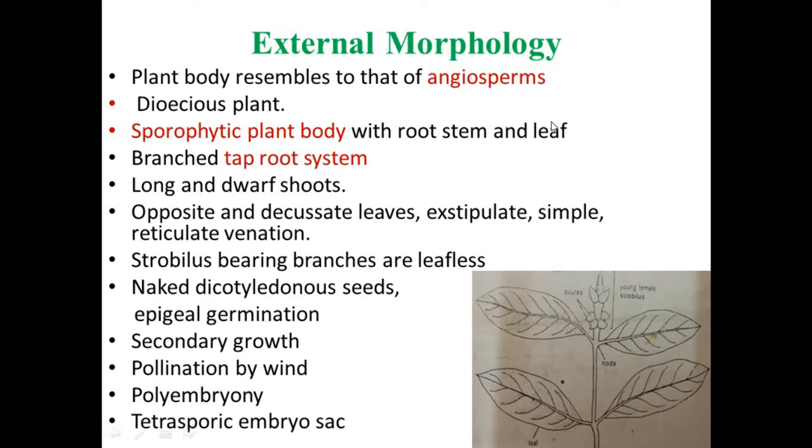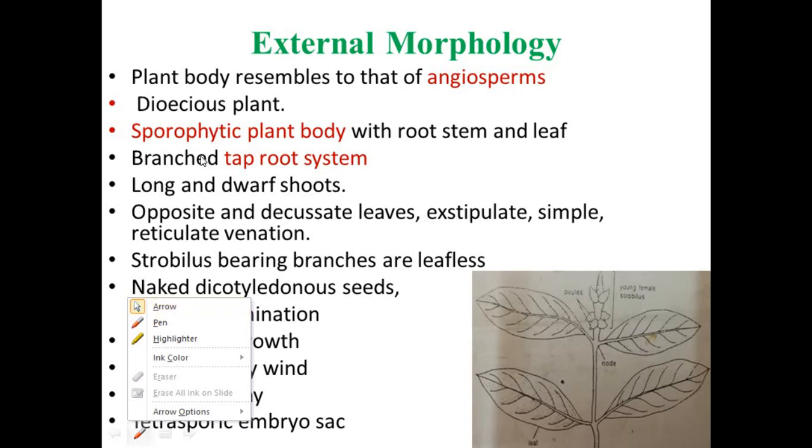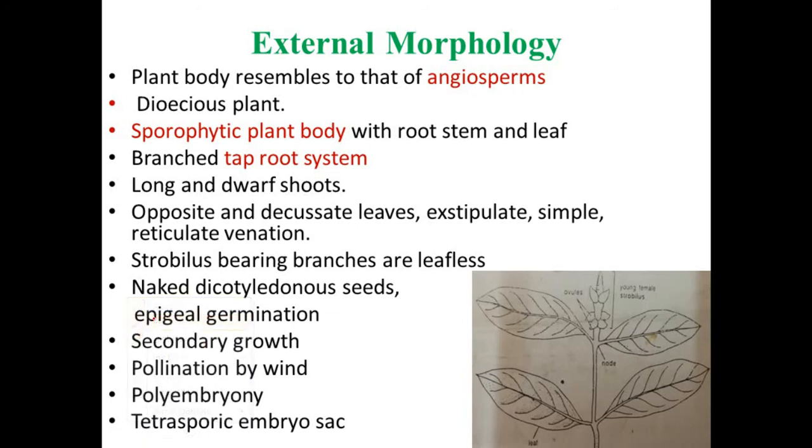discuss, this plant resembles that of angiosperms, and this is a dioecious plant. Sporophytic plant body is with root, stem and leaf, and there is a tap root system. It is with long and dwarf shoots, but the strobili bearing branches are leafless. Strobili are the reproductive cones, or they are also known as the inflorescence.